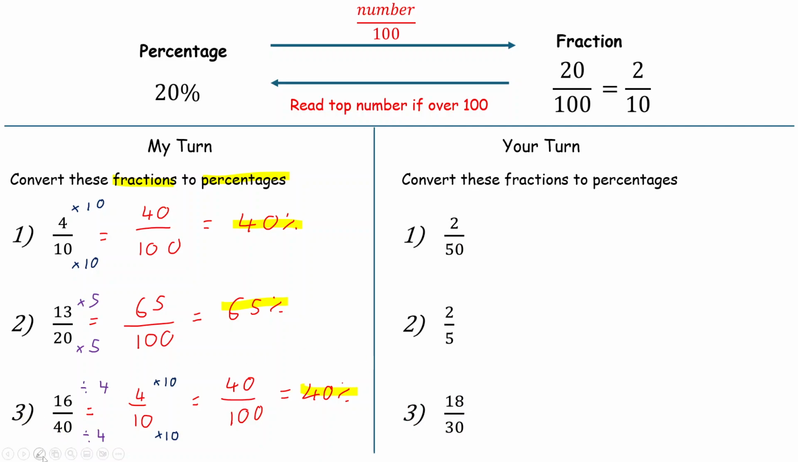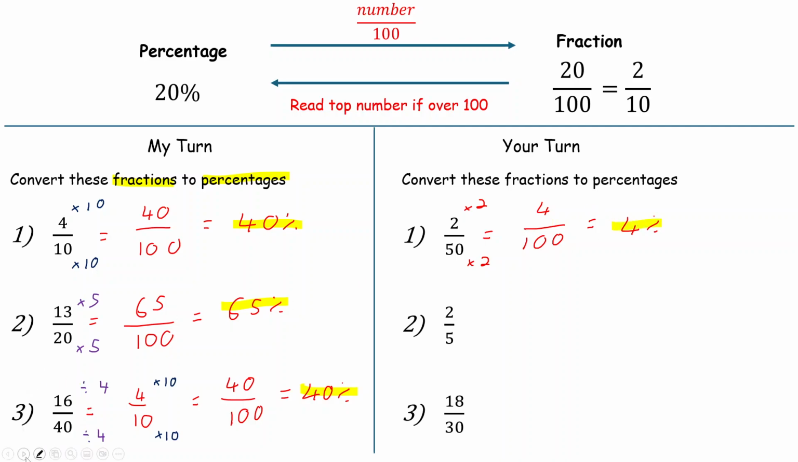You can pause the video and give those a go, and then fast forward to the end to get your answers. So the first one, 2 out of 50. Again, we've got to get it to be out of 100 because percent is out of 100. So we can times the denominator by 2, which means I times my numerator by 2. 2 times 2 is equal to 4. 4 out of 100 must be equal to 4%. Okay, so there we go.